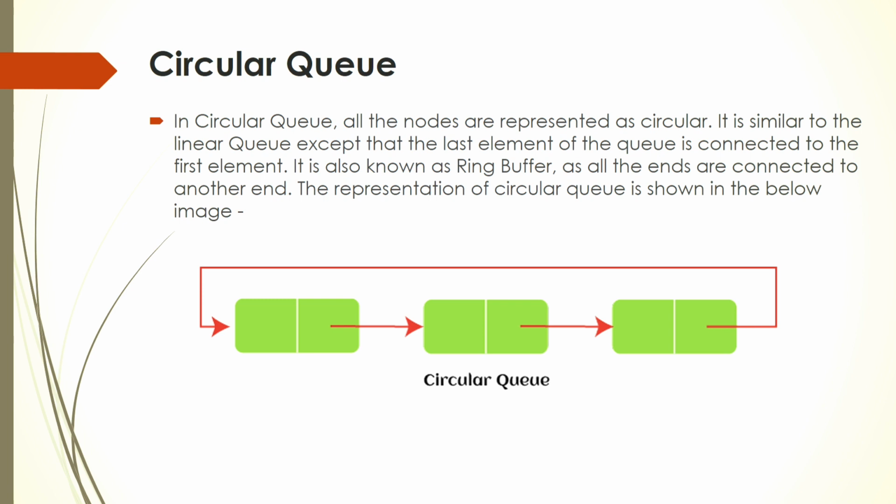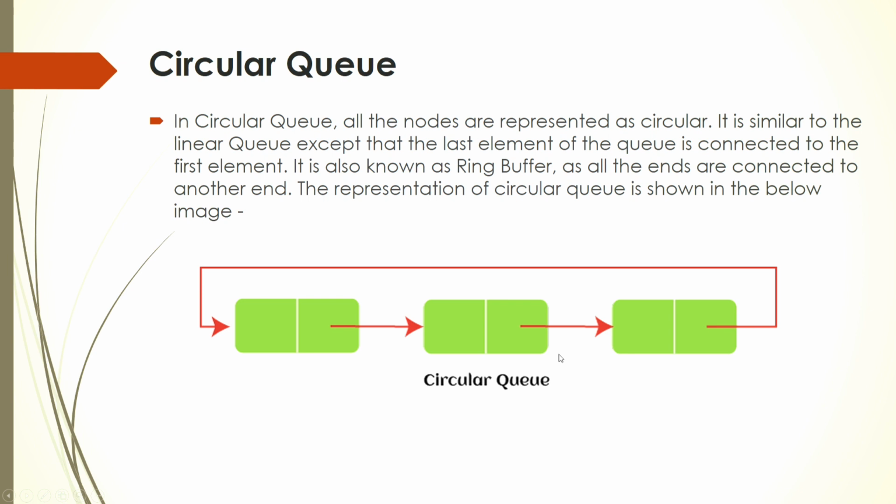Then, circular queue. In circular queue, all the nodes are represented as circular. It is similar to the linear queue, except that the last element of the queue is connected to the first element. It is also known as ring buffer. You can see that here it will be in a circular way.